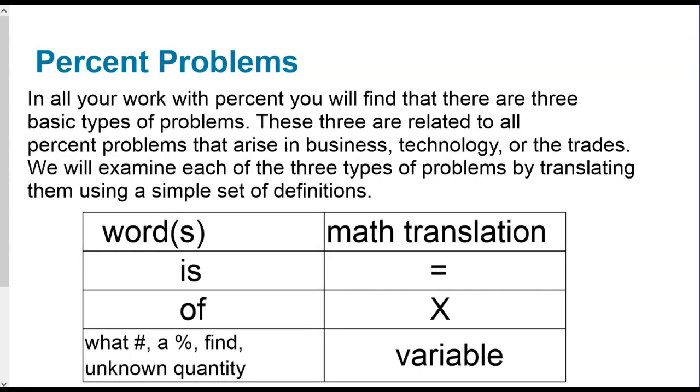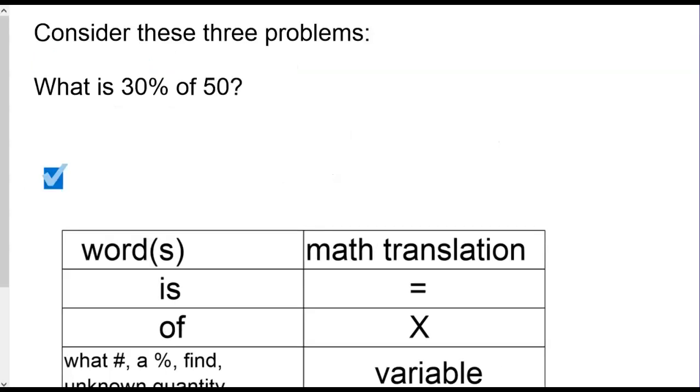So what I'm going to introduce to you here are some words and their math translations. When you see the word is, think of it as equal to. When you see the word of in the problem, think of it as a multiplication sign. And when you see in the problem either the words what number, or a percent, they want you to find something, there's an unknown quantity, then think of that as a variable, and you can name that variable whatever you like. So let's go ahead and look at the first problem.